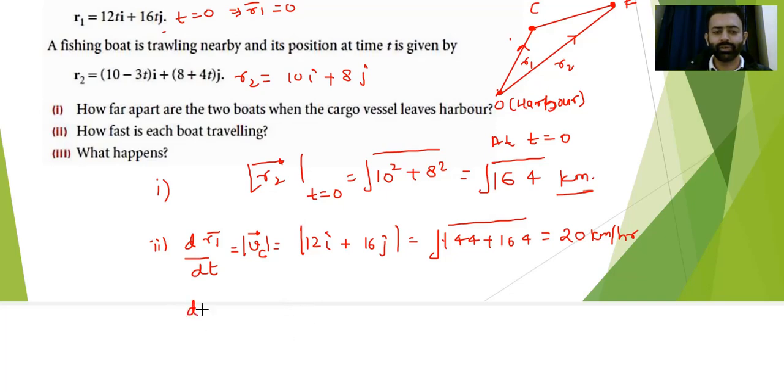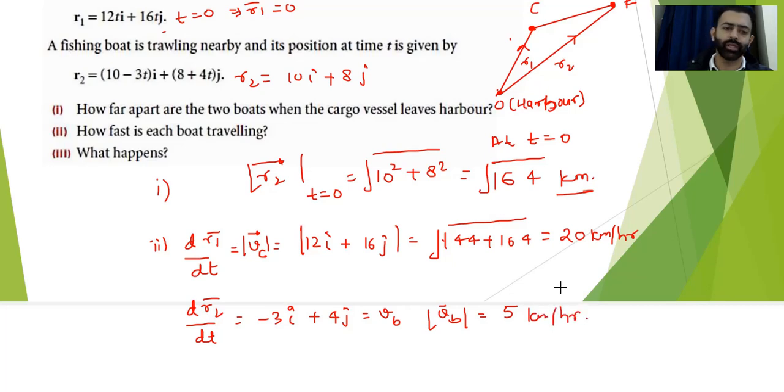And for the fishing boat, d r2 by dt. Now we have to differentiate this r2. 10 is a constant, so it will be minus 3i cap plus 4j cap. This is your velocity of the boat, right? So the magnitude of the velocity of the boat will be 5 kilometers per hour, right?